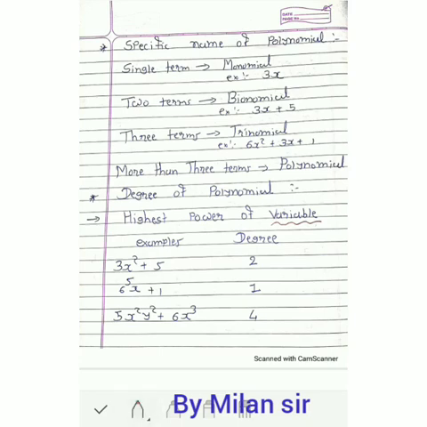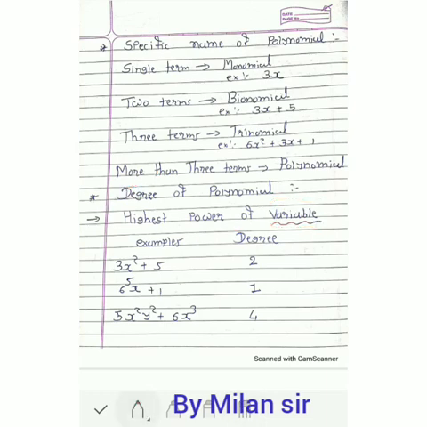Next topic, degree of polynomial. Degree of polynomial means, I'm writing here, the highest power of variable. Power means exponent, but look at this word carefully, variable. It does not mean the highest power of coefficient. We do not consider the exponent of the coefficient. We just look at what the exponent of the variable is.